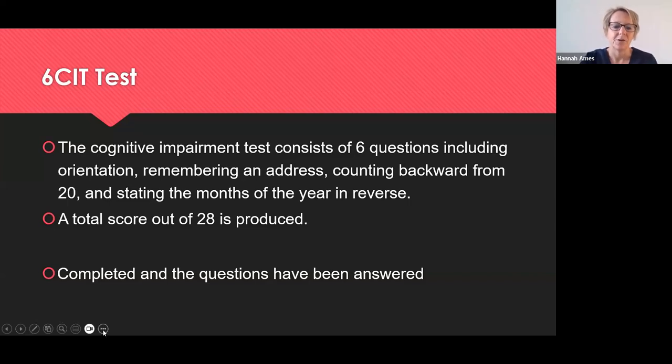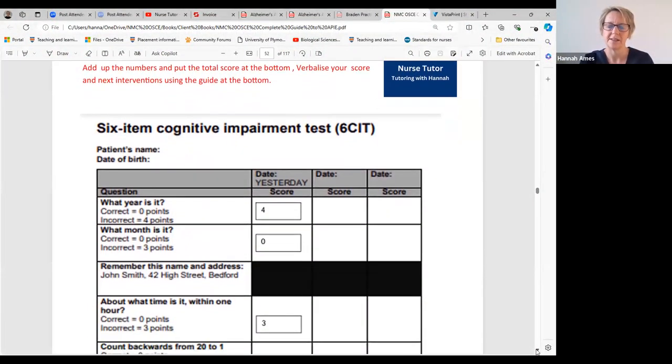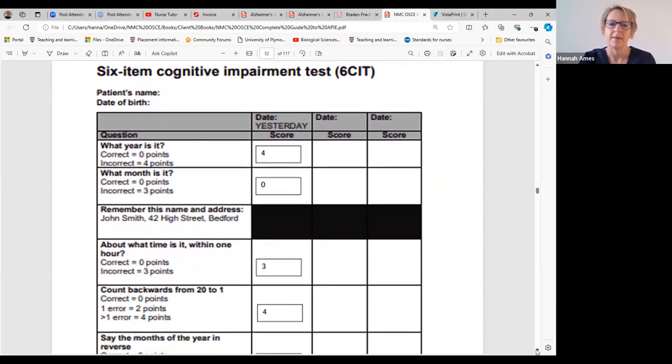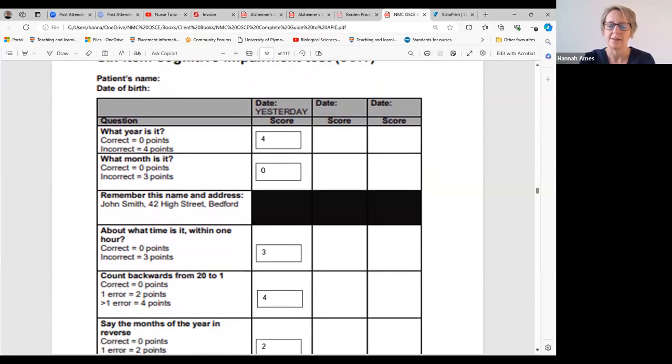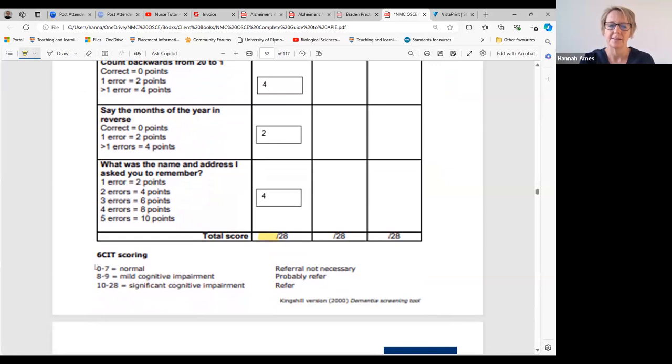So I'm just going to show you quickly what that looks like. Okay, so here's a completed tool, which is part of my APIE scenario study book. If you want to purchase those, you can, but this is what it looks like. So you'll have points, you'll have numbers in the boxes, and you'll just need to add those all up and put your total score in the bottom here. It's really important you do that and you document it, otherwise it's a critical fail. And then you'll have your scoring system here, which will tell you the level of cognitive impairment and your follow-up plans, what you need to do.